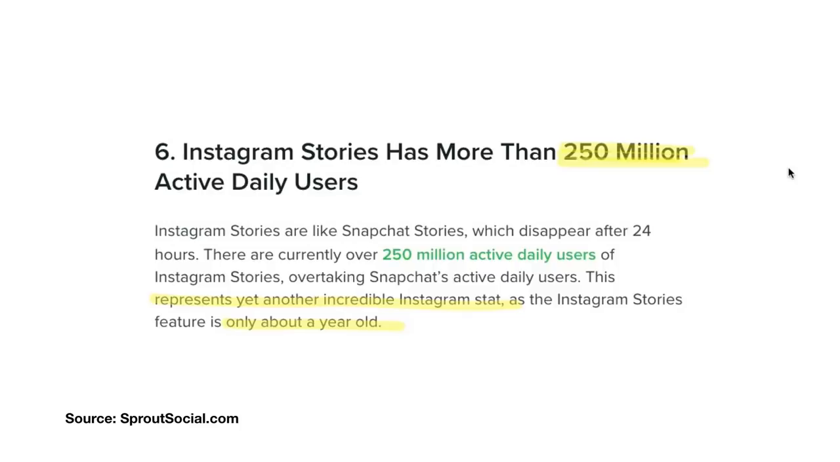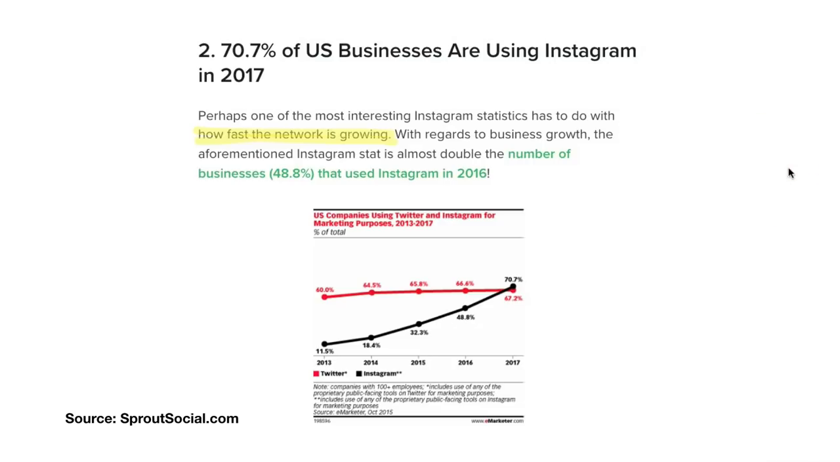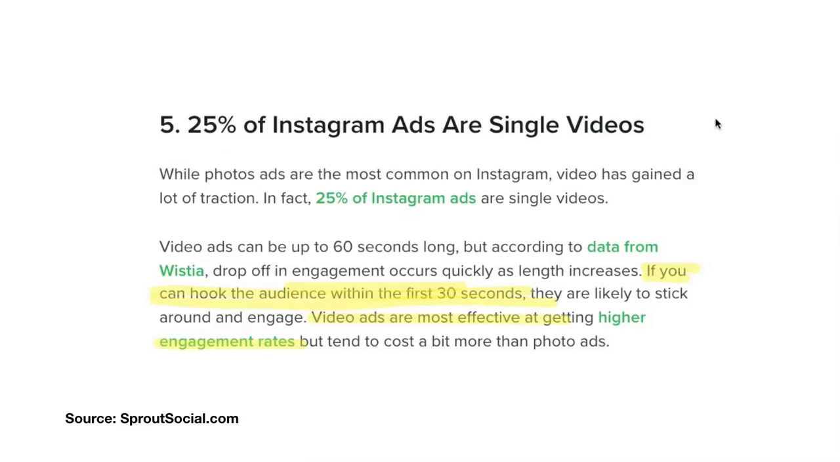More importantly, Instagram Stories right now has 300 million active users. Now this right here says 250 million, but that's an older stat. Right now, Instagram Stories has 300 million active users that you could also reach in addition, okay? Here you can see 70% of businesses are using Instagram in 2017. It's gonna be even more in 2018, but just last year, over 70% of businesses were using Instagram. And then here, 25% of Instagram ads are single videos. Okay, and here it says it's really important that you hook your audience in the first 30 seconds. And that's exactly what our software does.